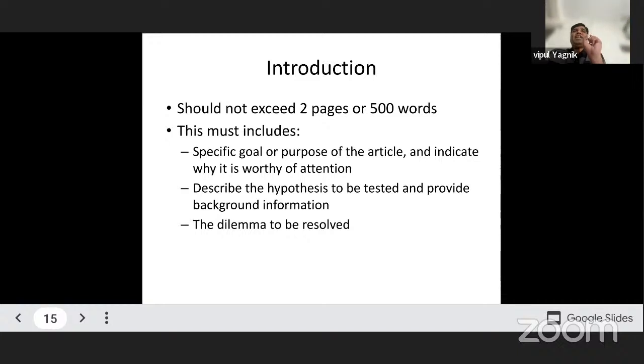So you have to provide a specific goal, purpose, why your study is important. You have to describe the hypothesis, and you have to mention what you are going to do in this study. These few points are very important, because many a time we see that the author has not included these important points in the introduction. That type of article is likely to be rejected at the first instance, on the editorial desk rejection only.